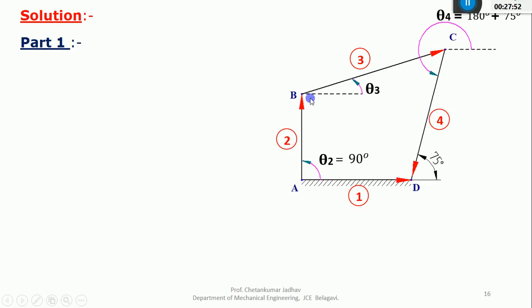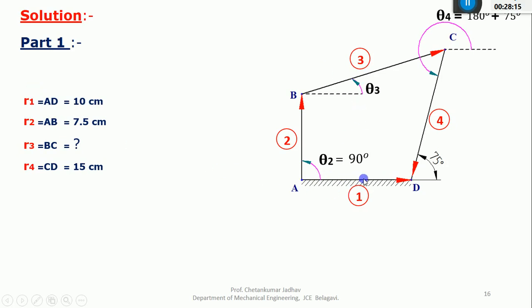And to write the loop closure equation, I need to find out the magnitude of each vector, and I want the angles. As I said, the angle will be with respect to the positive real axis in a counterclockwise direction and with respect to the tail of the vector. Correct? So first I'll list down the magnitude of all these four vectors.